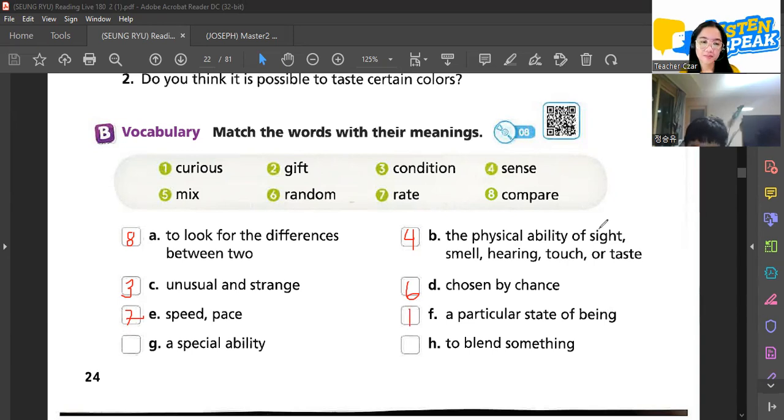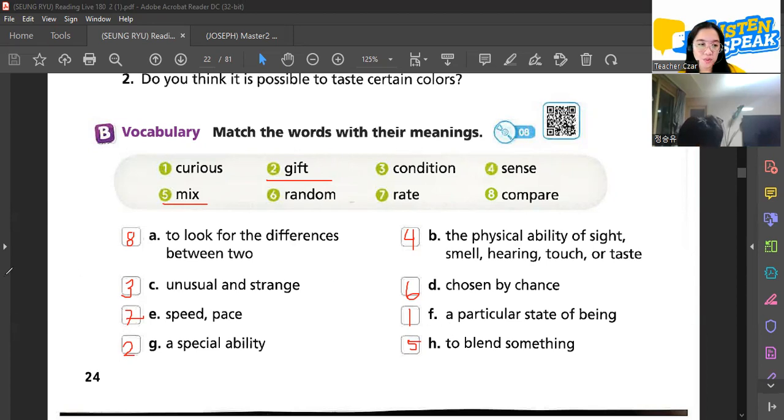A special ability. Okay, you only have gift and mix, so very good. That one is gift. And the last one? To plan something. Okay, it's mix. Very good. So good job with this one, because you got the different meanings of each word.